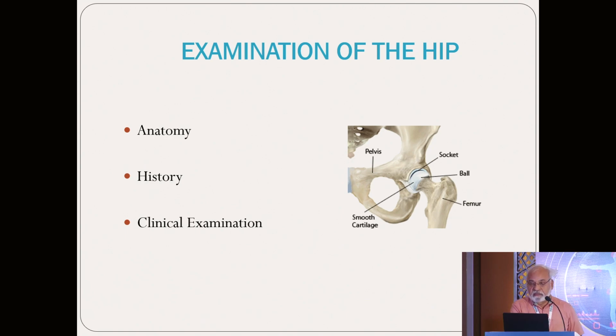As I've said, anatomy is very important before we go ahead with the diagnosis or examination of the hip joint. History plays a very big role in any clinical condition. Everybody needs to spend a little longer on history taking, because if you've taken a proper history, then half of your job is already done. Then, of course, clinical examination.